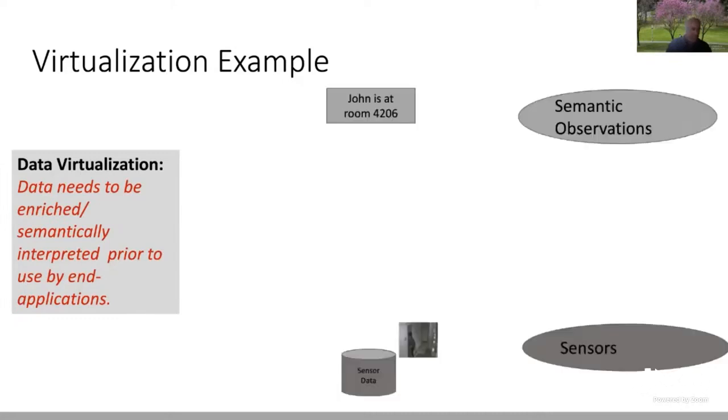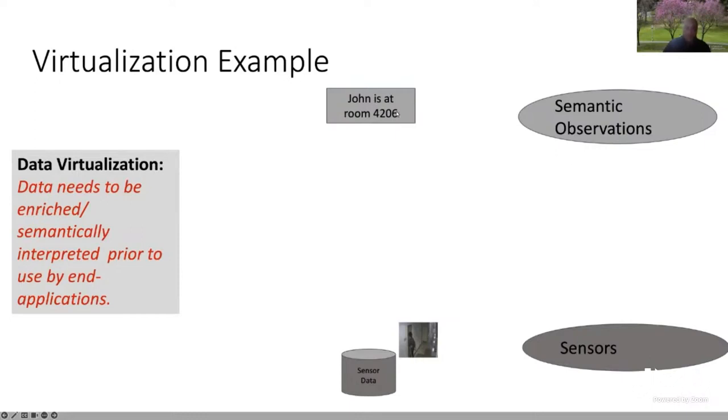Data virtualization, as I mentioned, refers to the ability of a system to dynamically interpret the semantic meaning of data based on sensor data prior to the data being used in the application. So let's take an example. Sensor data, for example, could be camera data which comes in. This camera data could be from an in situ sensor, or it could be from a hand-carried camera. The semantic observation of this data could be that John, a person named John, is in room 4206.